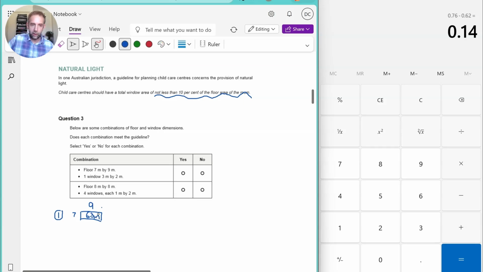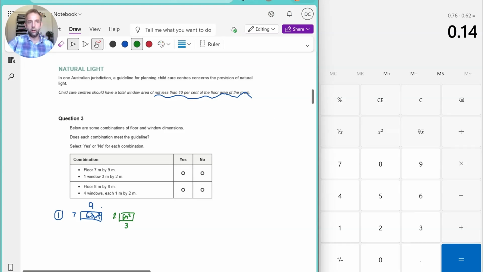63 meters squared. Now, this is where you might want to do some estimating as well, because 63 meters squared, that's close to 60. And you might know that 10% of 60 is 6. So I'm going to expect I need something more than 6, all right, to fit the criteria. The window is actually 3 by 2. So the area of the window, which is 3 by 2, I'm just going to do it this way round. Just looks a bit more realistic. 3 by 2, 3 lots of 2, or 2 lots of 3, you get the same answer regardless, is going to give you 6 meters squared. And as I mentioned, 10% of 63 is going to be more than 6, because 10% of 60 is 6.